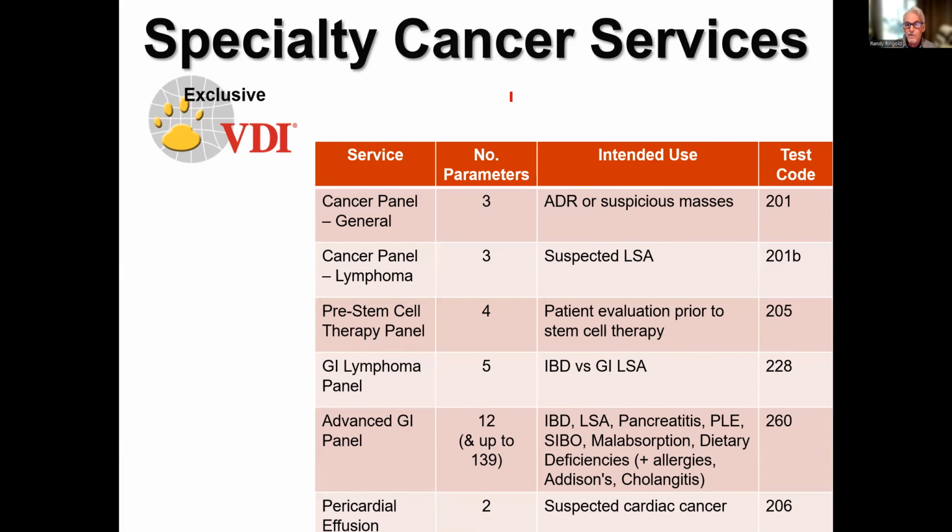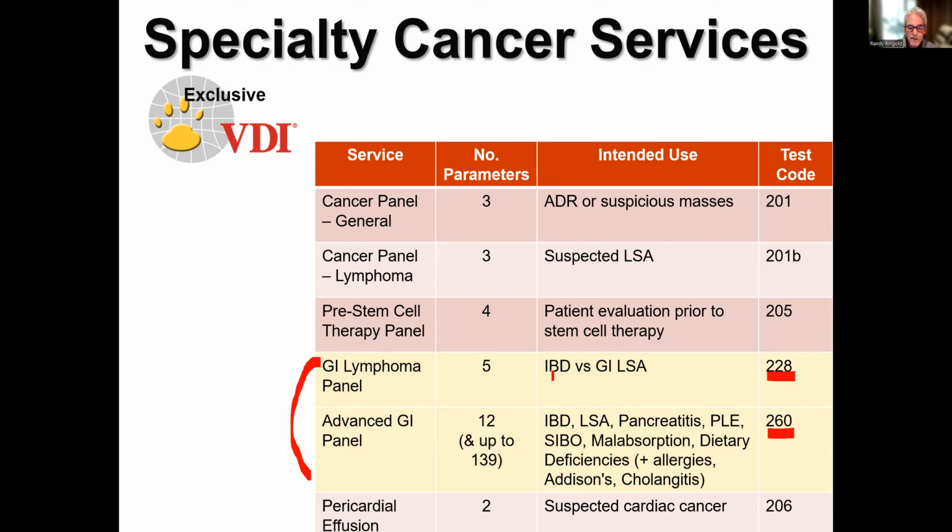So as you know, our services are context sensitive, meaning that you pick the services as appropriate for your patient based on what's going on. We have the general cancer panel, which is something that's useful for ADR and suspicious masses. We have the lymphoma panel. But today I'm going to be talking specifically around GI disease. We have two major panels in this area called 228 and 260. These are our test codes, just to kind of get them memorized, if you will.